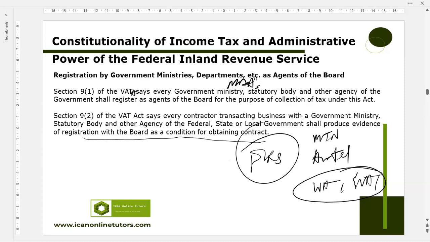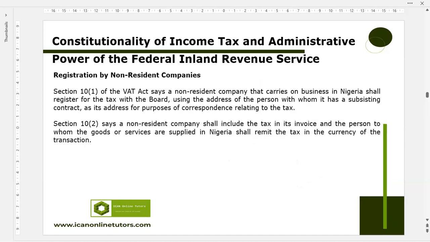So apart from the ministry's department and agency registering as an agent for the purpose of collection of tax, they should also ensure that their contractors, customers, whoever is doing business with them, are registered with the FIRS as a taxpayer. So this should be a condition for awarding the contract.